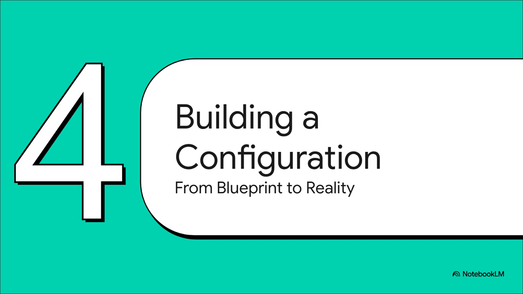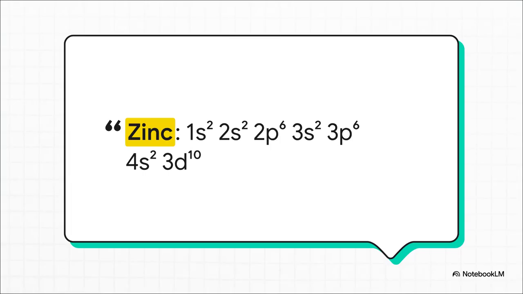We have the rules, we have the maps. It's time to put this into practice and actually build an electron configuration. Let's try zinc. It has 30 electrons that we need to find homes for. So we just follow our map. 1s gets 2 electrons. Then 2s gets 2. The 2p sublevel can hold a maximum of 6. We just keep going, filling each sublevel in the right order until we've used all 30 electrons. And here's the proof. If you add up all those little superscript numbers, you get exactly 30. It's a perfect accounting system.